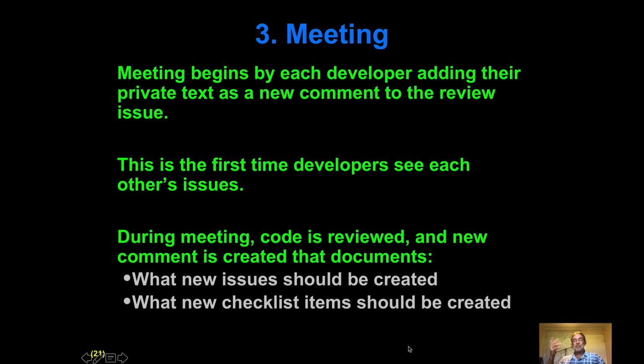Then during the meeting, the first thing that happens is each developer creates a new comment in the review issue. So this is the example of mine. And then you can finally see what other people have seen. And then you go through the code, and that's fairly unstructured, whatever makes most sense. But the outcome is a new comment at the end of the meeting as part of that review issue that's going to specify what new issues should be created, what new checklist items should be created, and any other information.